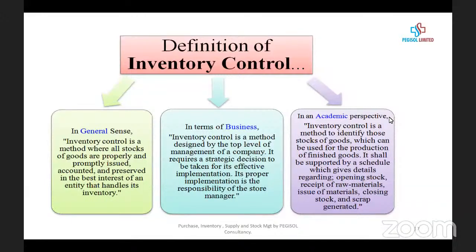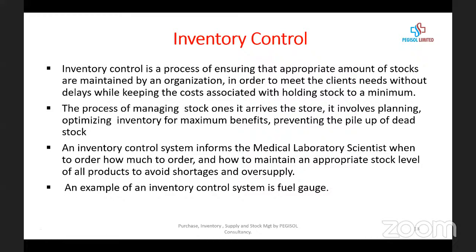Now, from an academic perspective, inventory control is a method of identifying those stock of goods which can be used for production of finished goods. It shall be supported by a schedule which gives details regarding the opening stock, the receipt of raw material, the issued material, the closing stock, and the scrap that is generated. All those things are part of inventory control. I hope that is clear.